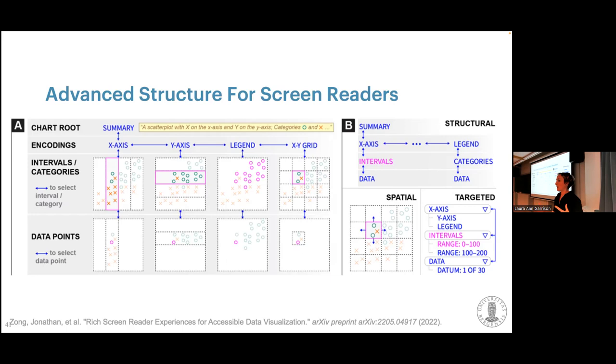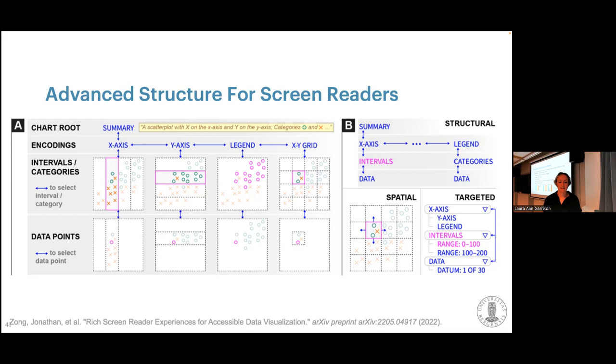So I thought it would be easier to show this as a flow diagram, but what the user will have is they can see the summary, and then they can navigate through to the x-axis and into the intervals and then individual data points, or straight over to the y-axis, or into categories according to the legend, or into a grid structure of individual data points. So you can chunk the data in different ways and have a much more, what I would say, organic experience interacting with these charts.